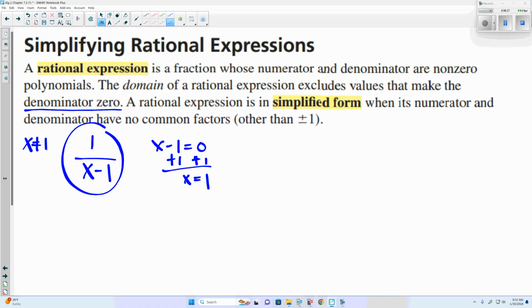A rational expression is in simplified form when its numerator and denominator have no common factor other than plus or minus 1. So if there's anything in common on top and bottom, we have to reduce it out. We have to remove it. Then it's simplified. There's no way that we can reduce the top or bottom of the fraction any further.